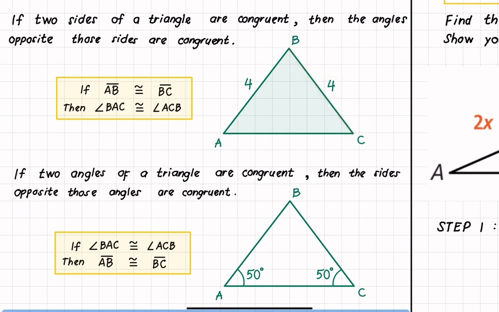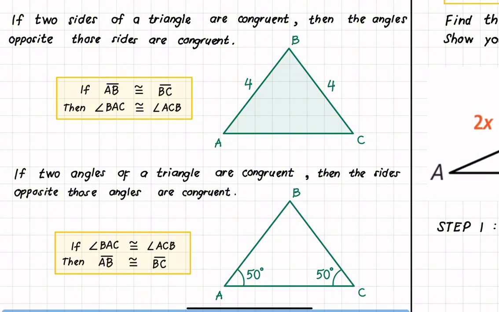Again, class, just a quick review. An isosceles triangle is a triangle with two equal sides. So this is an example of an isosceles triangle. Now, since they have the same measurement, it means the angles opposite those sides are also congruent.